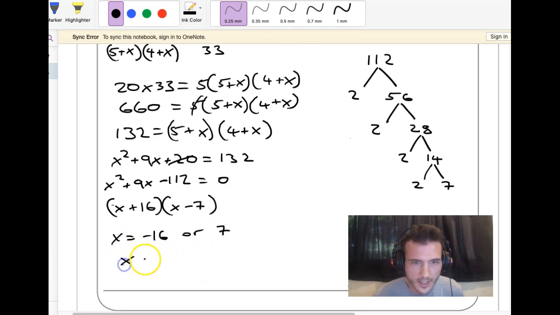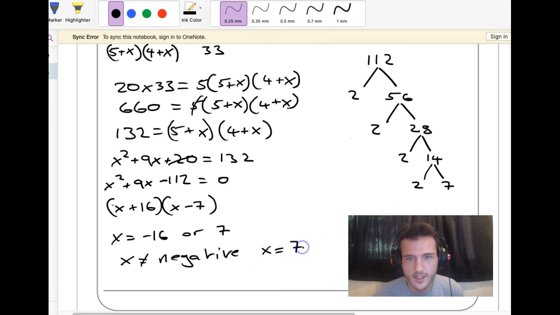Again, x cannot be negative. So x equals 7.